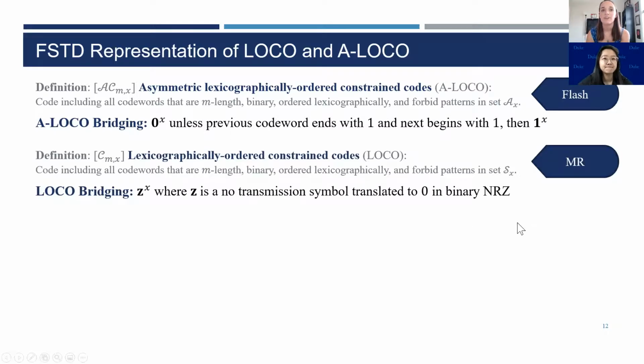And then LOCO codes are very similar to ALOCO, except they're the symmetric version. And their typical application is in magnetic recording. And so you can see here that instead of forbidding patterns from AX, we're now going to forbid patterns from XX, which you also saw the definition of previously. And the bridging pattern that LOCO typically uses is Z to the X bridging, where Z is a no transmission symbol. And so as we mentioned with our inner Z signaling, we've got a -1 and a +1 level. And so all this is going to mean is that there's no write there. So it's going to be at 0. And so now LOCO is a 3-level signaling scheme.